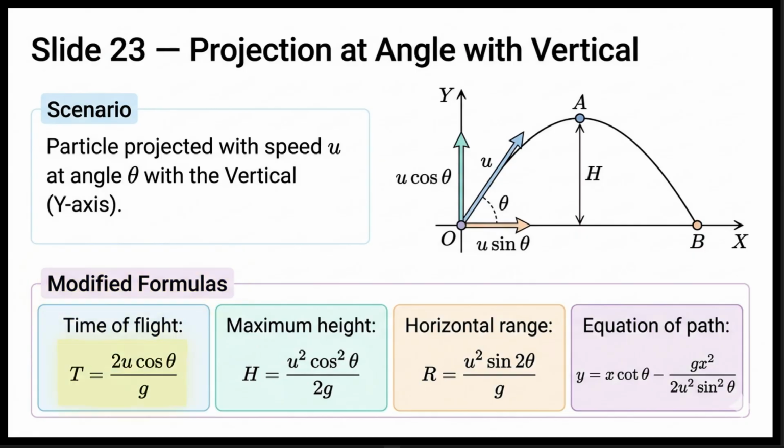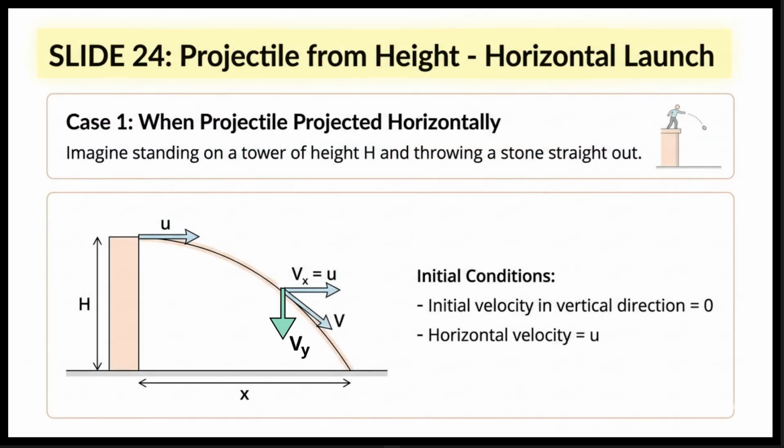Time of flight is now t equals 2 u cosine theta over g. Maximum height is h equals u squared cosine squared theta over 2g. Horizontal range remains r equals u squared sine 2 theta over g, the same formula as before, since sine 2 theta is symmetric. The equation of path becomes y equals x cot theta minus gx squared over 2 u squared sine squared theta.